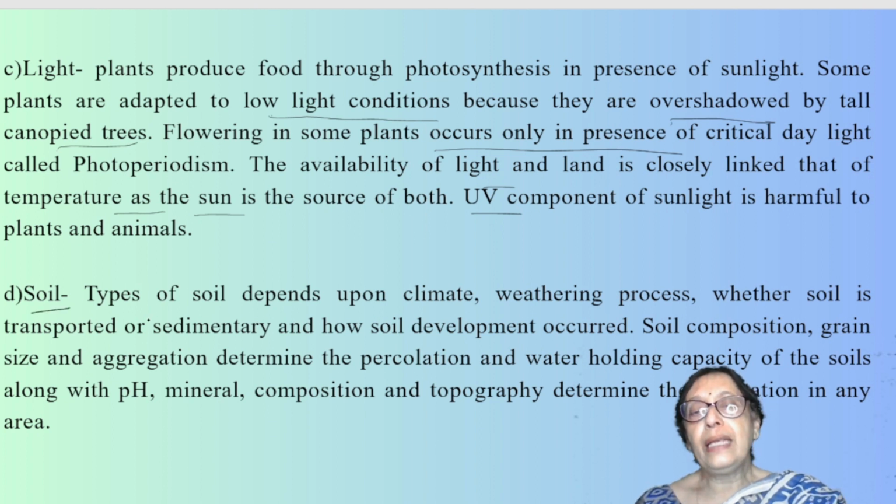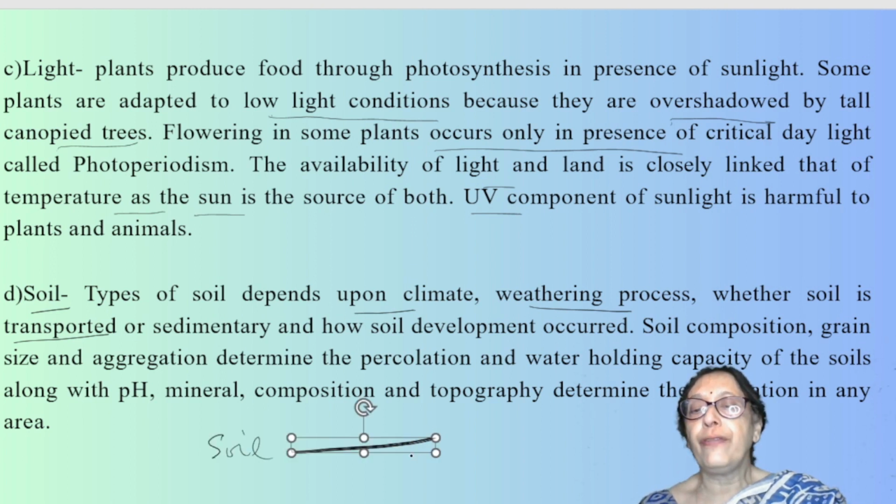Now we come to soil. Soil is the place which gives shelter to many animals, and it is the main source of nutrients and water to the plants. So types of soil depend upon climate and weathering conditions, and soil may be of two types. One is the transported soil, that means after the weathering, the soil is transported to a different place.